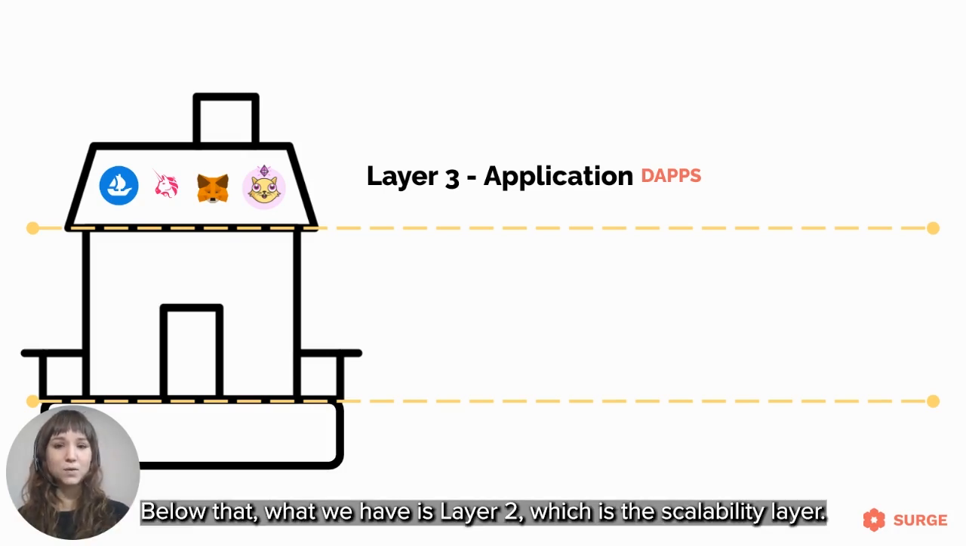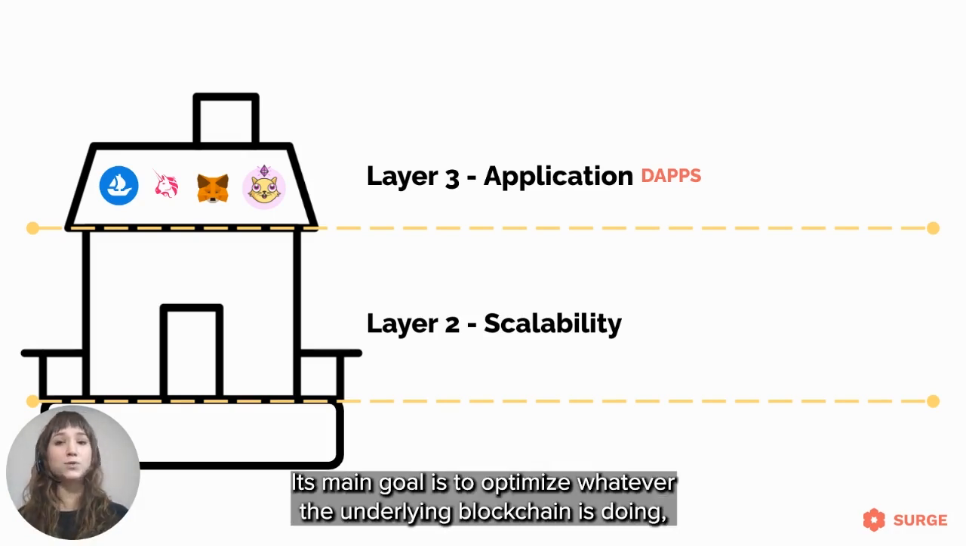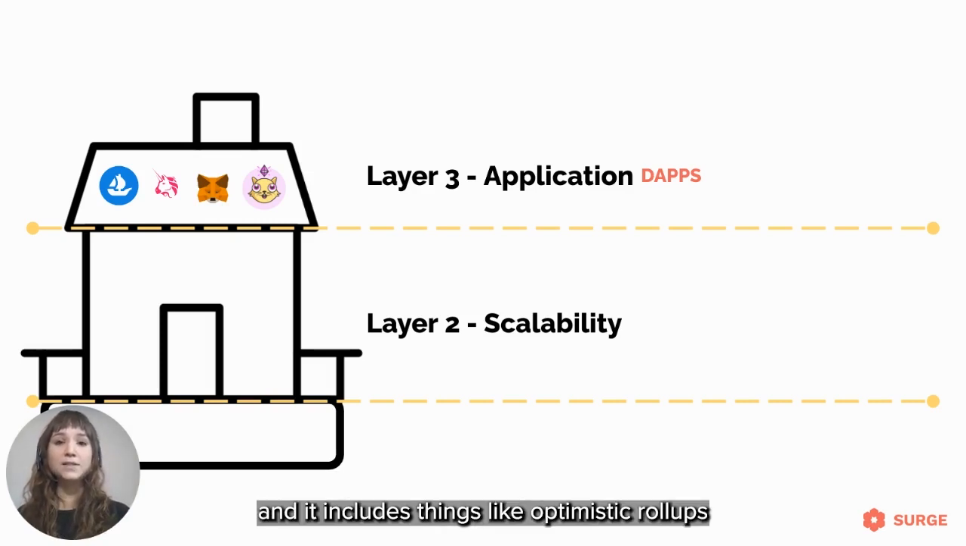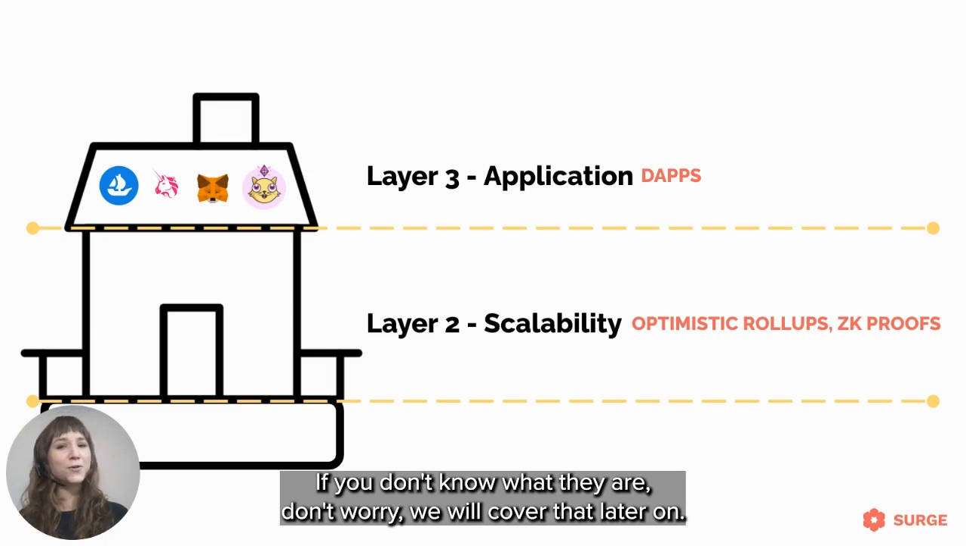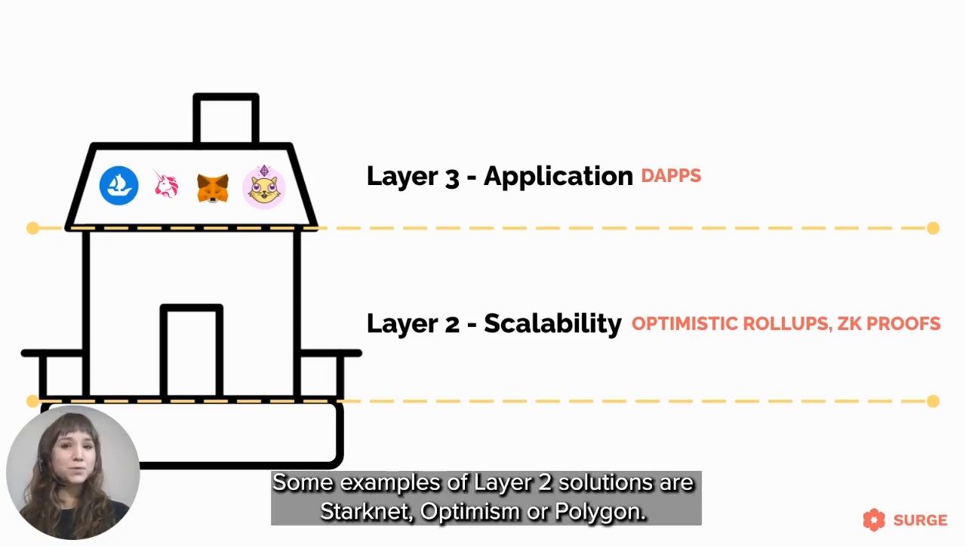Below that, what we have is layer 2, which is the scalability layer. Its main goal is to optimize whatever the underlying blockchain is doing, and it includes things like optimistic rollups or ZK proofs, which are the zero knowledge proofs. If you don't know what they are, don't worry, we will cover that later on. Some examples of the layer 2 solutions are Starknet, Optimism, or Polygon.